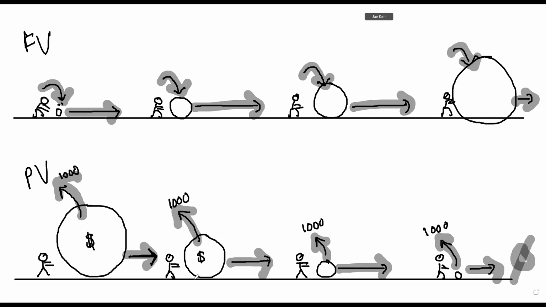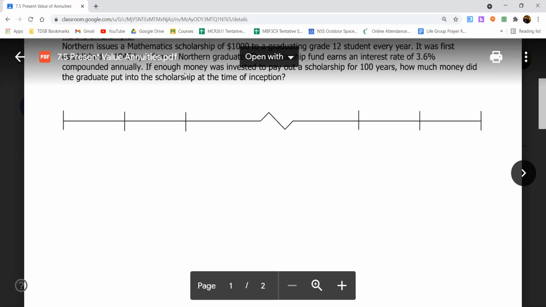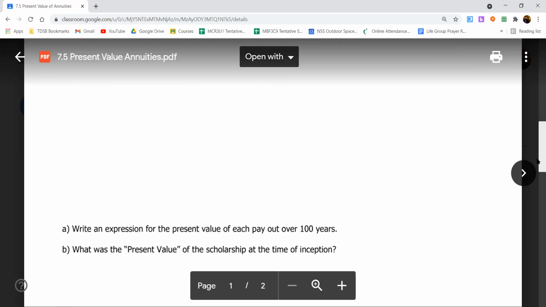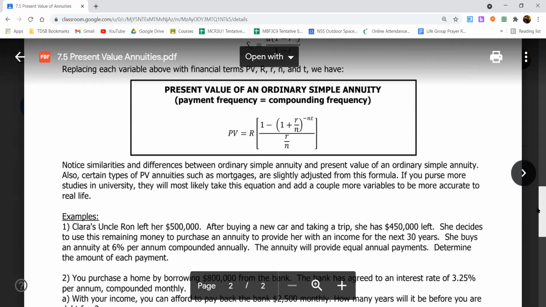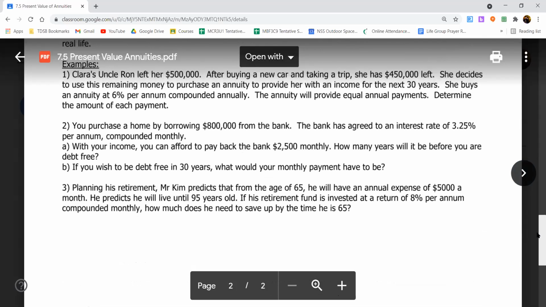Go back to your sheet. I believe I gave you only three example questions in the sheet for 7.5, but there's a whole bunch of textbook questions you can work from as well. Okay? Here it is. Question 1.